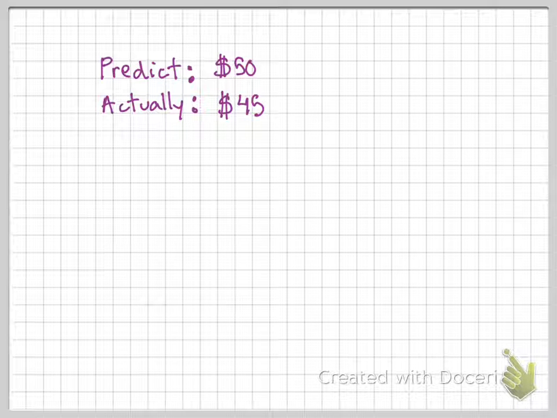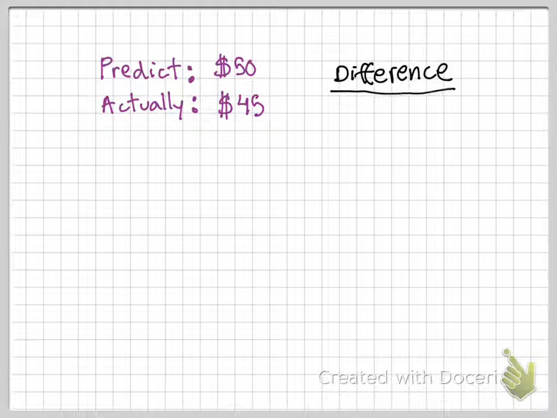Percent error is really similar to percent change, except instead of dealing with the change and the original, you're dealing with the difference between what you think the amount is going to be and what it actually is, and then your prediction or your guess, and then you're multiplying it by 100. If that doesn't make that much sense yet, let's take a look at an example.